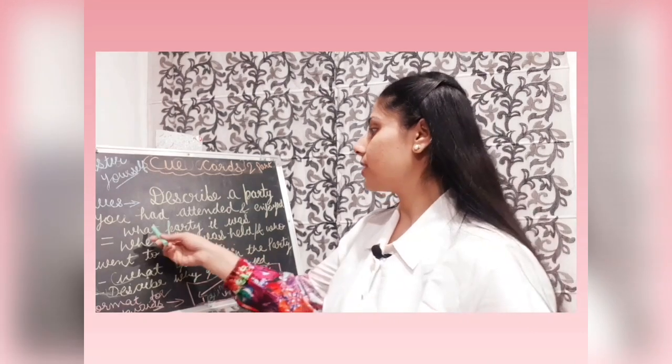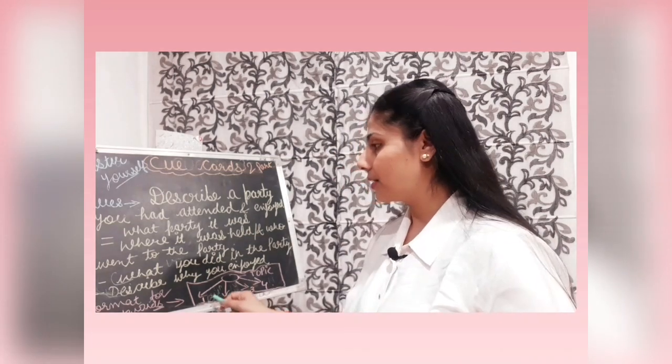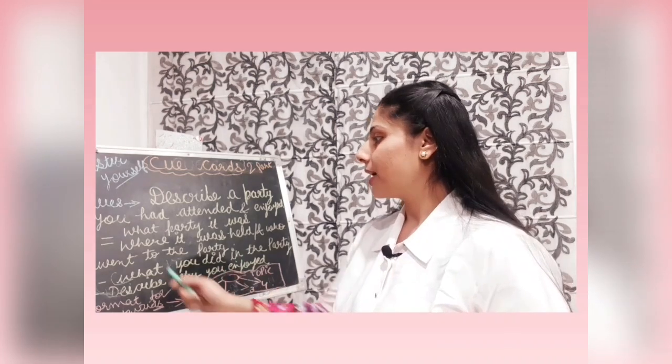So the first question is what party it was. Here, the first and foremost thing you have to do is decide in your mind which party you want to speak about. Let's say it was a birthday party. So I can write birthday under keyword number 1. The second cue is where it was held and who went to the party.